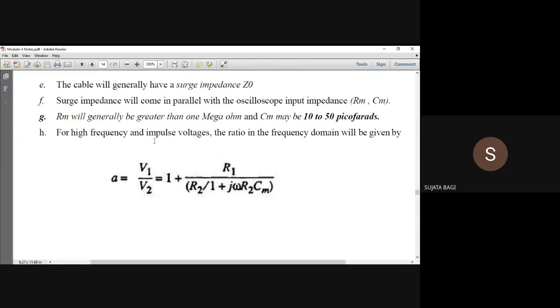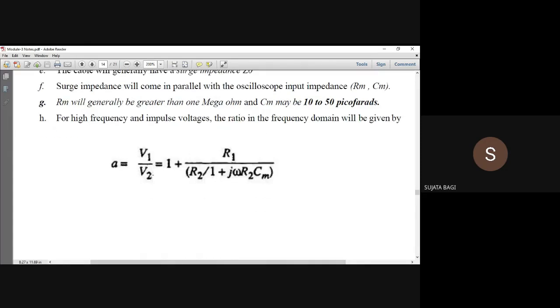So therefore, for high impulse frequency and impulse voltage, the ratio in the frequency domain will be given by our attenuation factor V1 by V2 equals 1 plus R1 by R2. It will change: R2 is replaced by this R1 by R2, whole divided by 1 plus j omega R2 Cm, by using a compensated network. So this is all about the resistance potential divider, the first one.